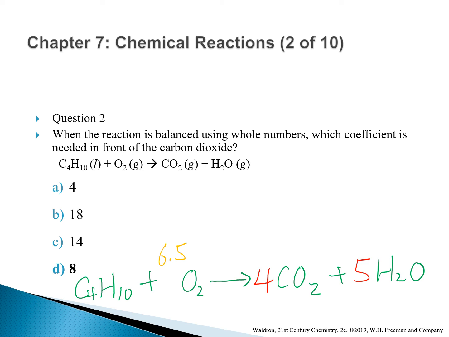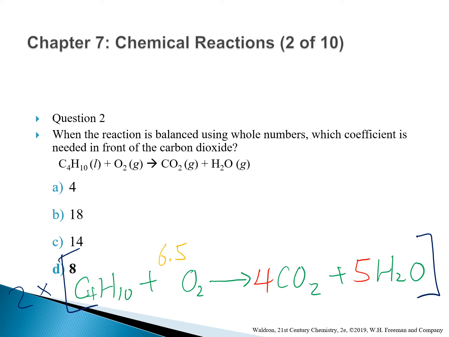I know the 6.5 is a little weird. As you know, we usually don't keep a decimal for a coefficient. But by multiplying by 6.5, you have 13 oxygen on the left. Now, we can scale this up to make a whole number coefficient. So I'm going to multiply the entire equation by 2.